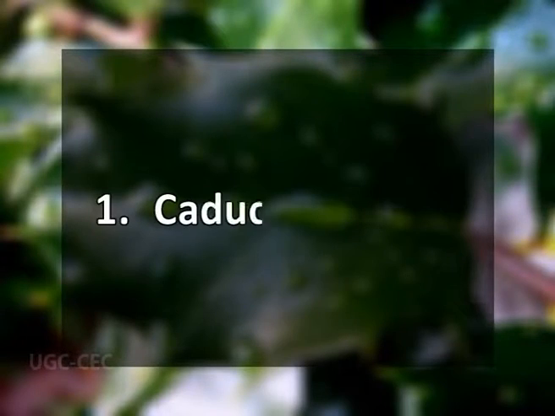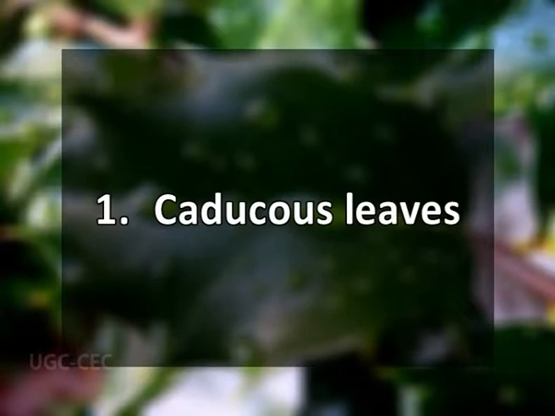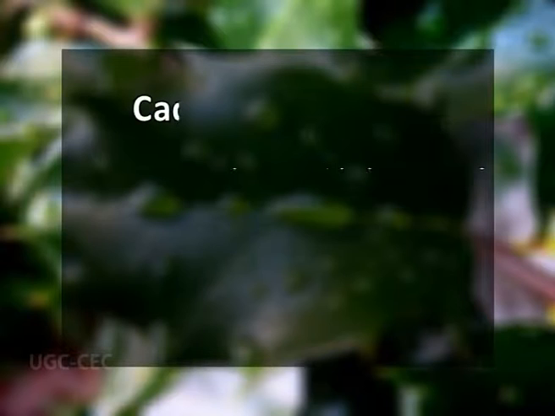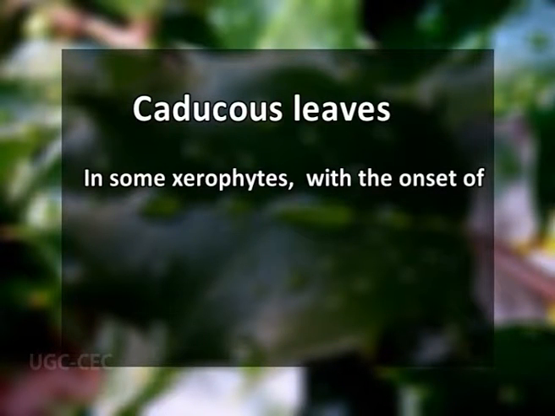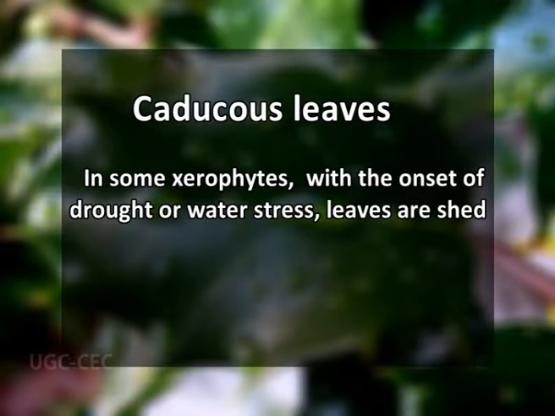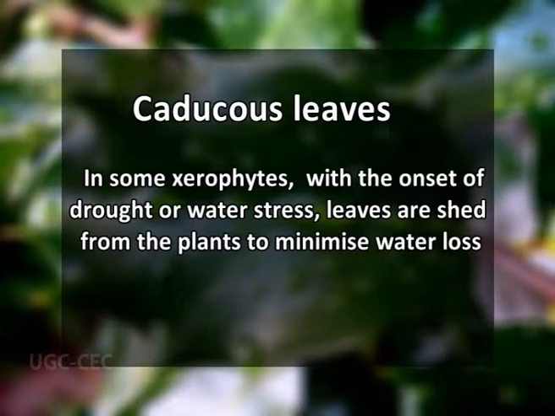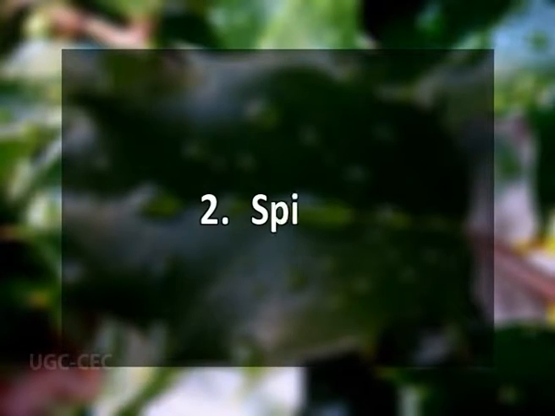The first one is the occurrence of caducous leaves. In some xerophytes, leaves are shed under water stress conditions. They are also called as drought deciduous plants. In them, leaves grow normally, and with the onset of drought or water stress, they are shed from the plants to minimize water loss.